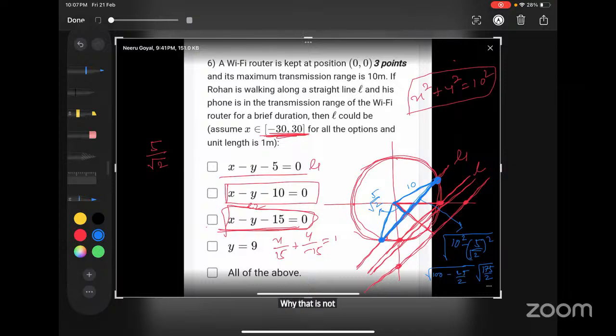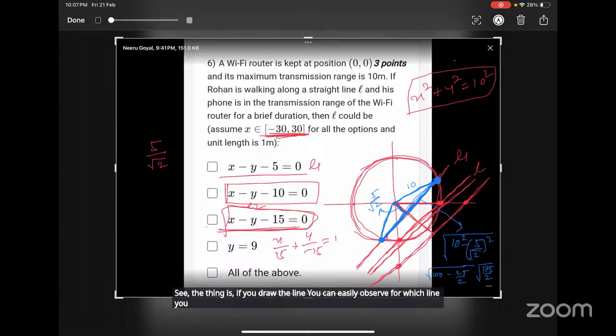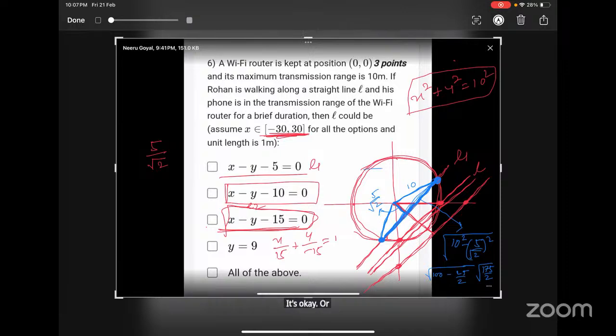See, the thing is, if you draw the line, you can easily observe for which line you are getting the largest portion inside the circle. Okay, and ma'am, I think we have to choose the option which is lying more and more in the segment. No, that is not it. I think they are not asking what is the effective length.